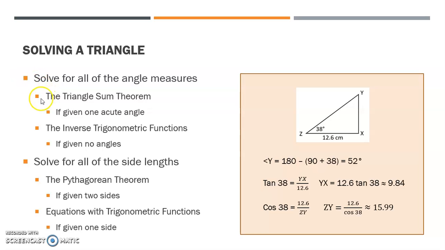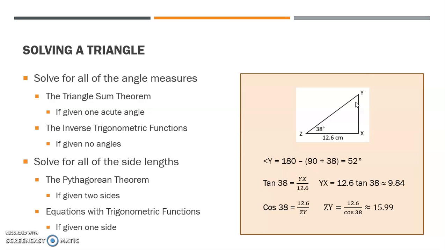If you're trying to solve for an angle, the first strategy is to use the triangle sum theorem. We use this if they've given us one of the acute angles, because we know that the other angle in our triangle is going to be right. So in my picture over here, notice they've given me angle Z is 38 degrees. Angle X here is going to be 90 degrees because we have to use right triangles with trigonometry. So here I was able to use the triangle sum theorem. I just did 180 minus 90 plus 38, and that got me 52 degrees. So I know angle Y is going to be 52 degrees.